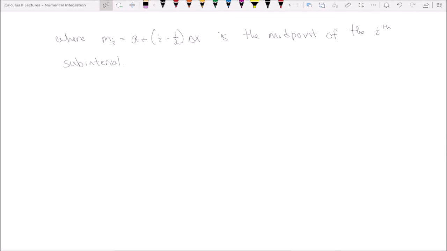As an example, let's go ahead and evaluate M4 for the integral 0 to 1 of x squared dx, right? Now this serves as a good example because we obviously know how to find the exact value for this integral. So you'd be able to look at how good of an estimate M4 really is.